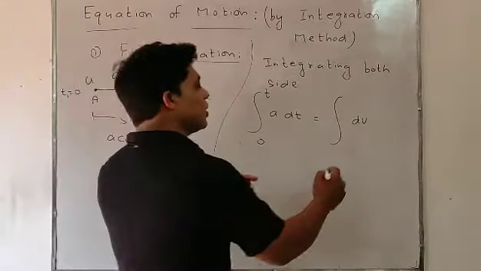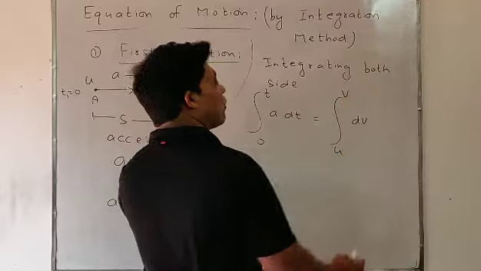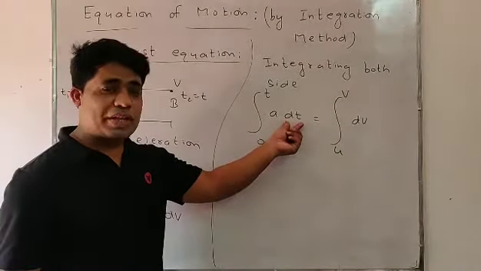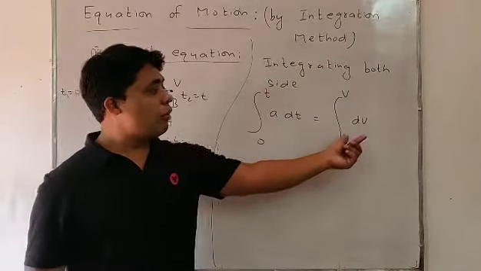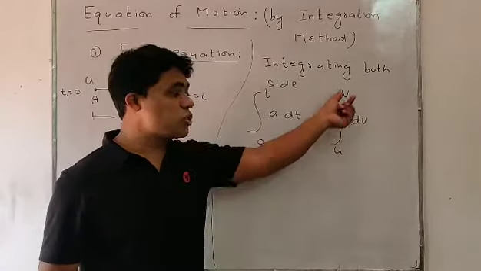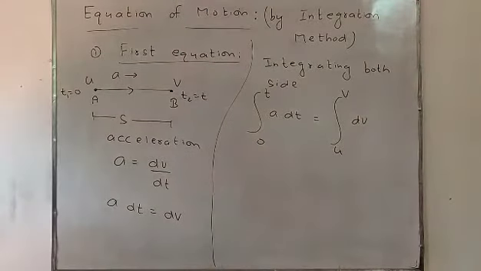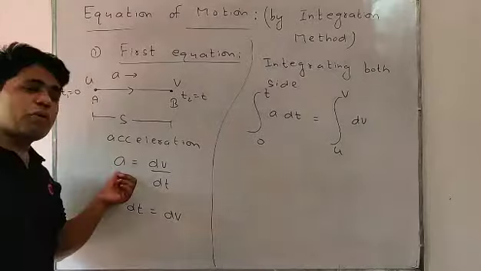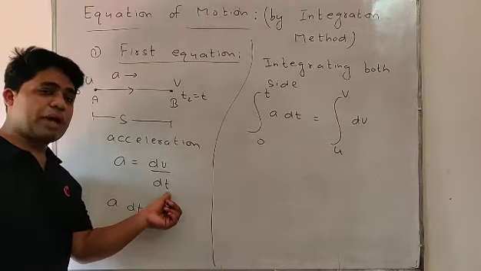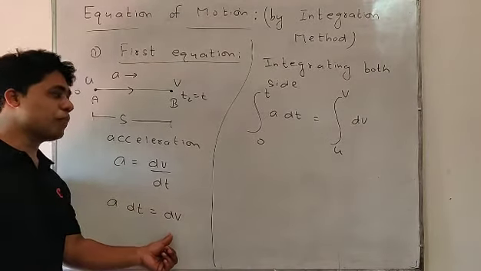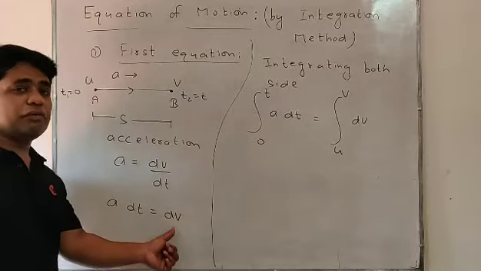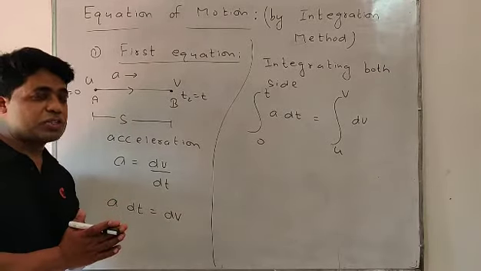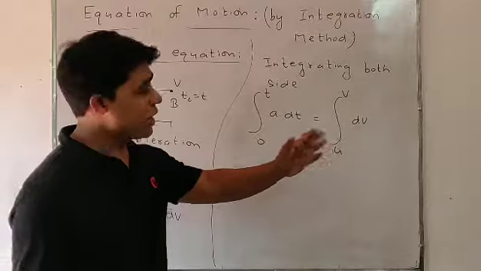The lower limit is initial velocity u and the upper limit is final velocity v. dt was there, that's why we took the time limit. Velocity was there, that's why we took the velocity limit. Understood? Simple, what did we do? We started from acceleration, dv by dt, cross multiplied a into dt equals dv. We defined the first equation by integration method. So integrating both the sides.